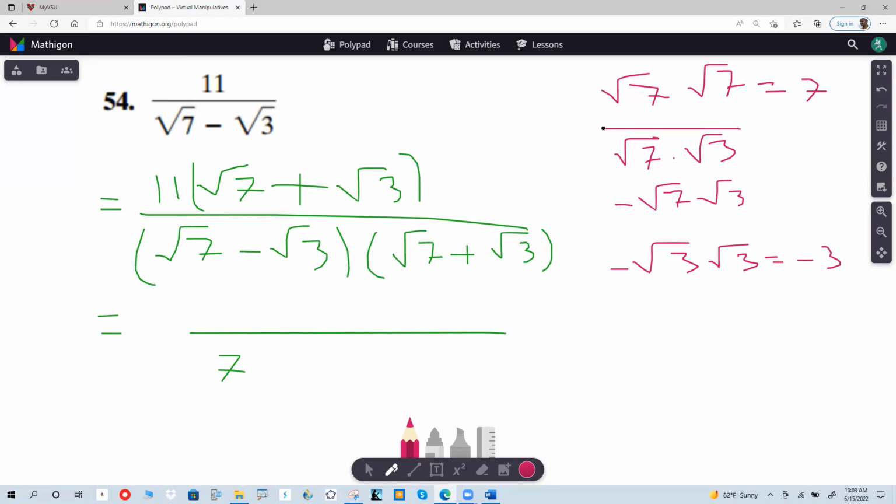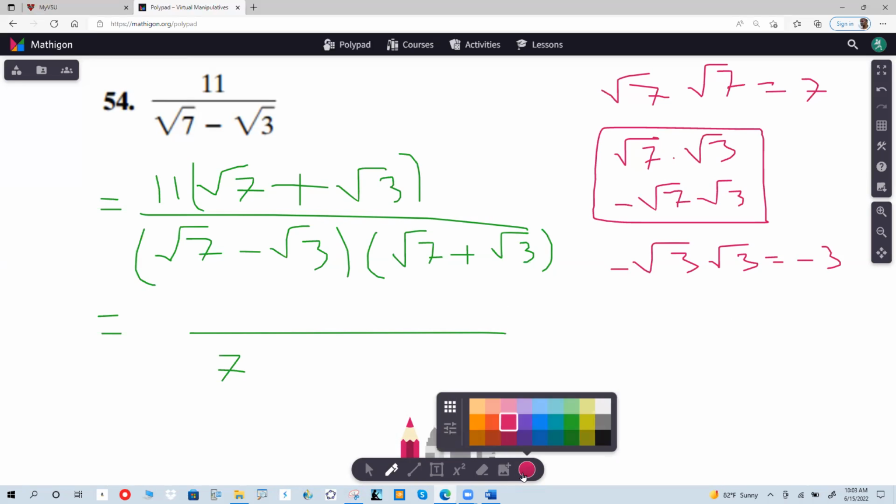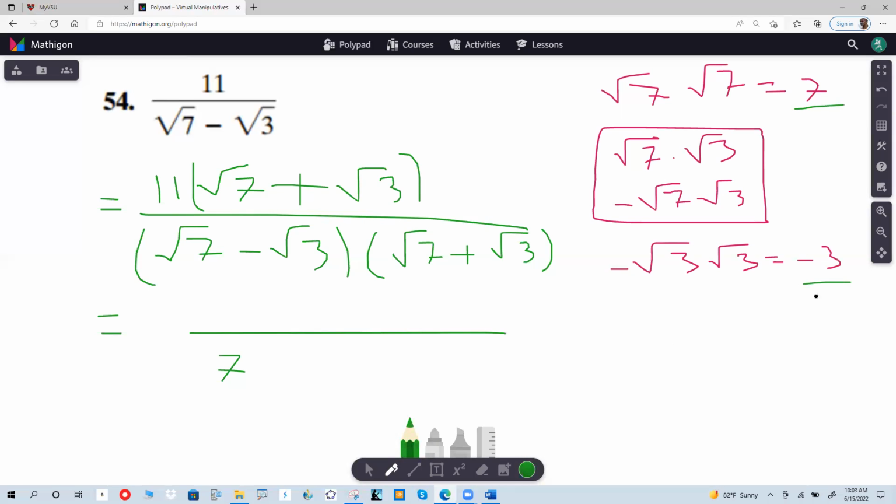So I'm not going to worry about this. They will cancel. They're the same thing with opposite signs. So I'm going to go here and just write 7, and this negative 3 right here. And you can do your work on the side. You don't have to show all the steps, even if we were to take a face-to-face exam.